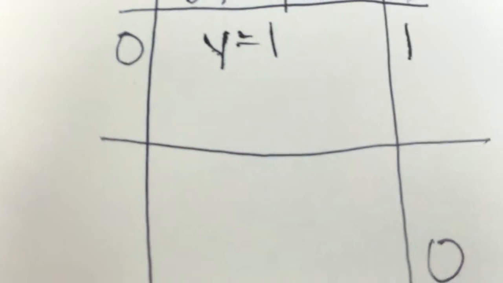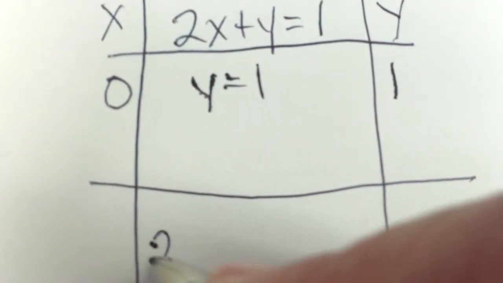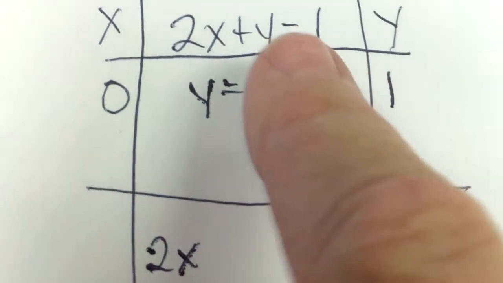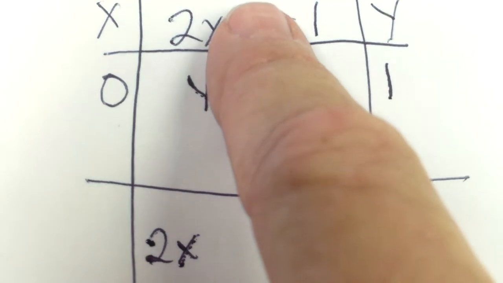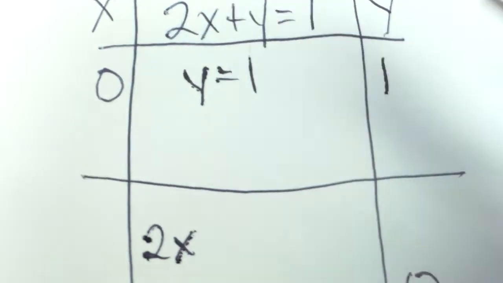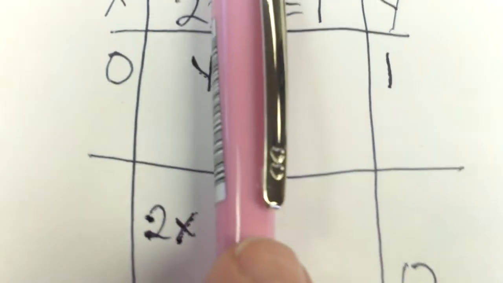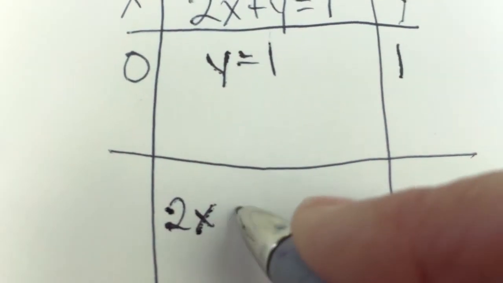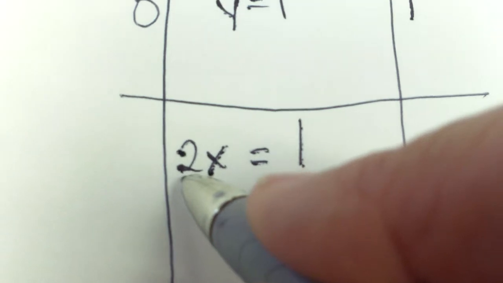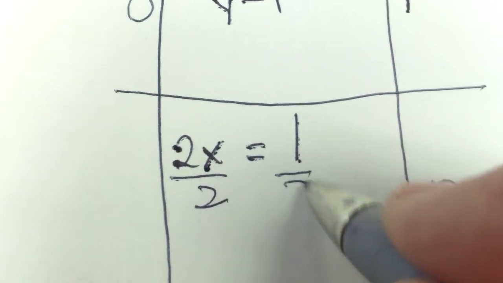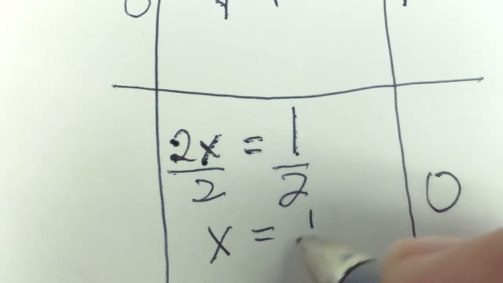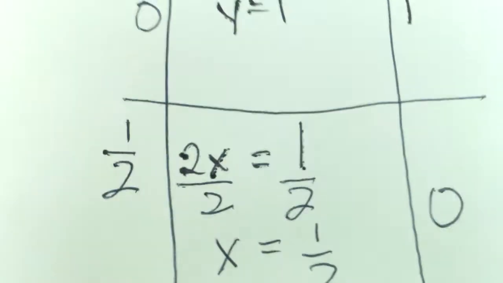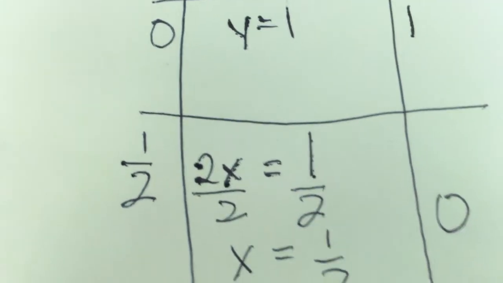Now we're going to make y 0, so we're going to plug in 2x plus 0. If I add nothing to 2x, I just get 2x, don't I? So 2x equals 1. If I want to get x alone, I divide by 2. X equals 1/2. I have 2 points. I'm going to graph them.